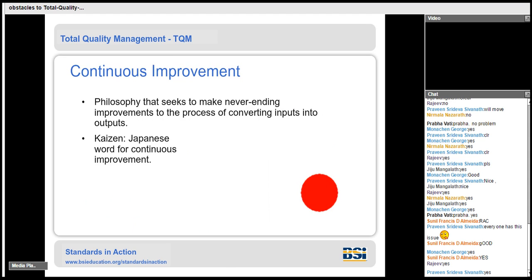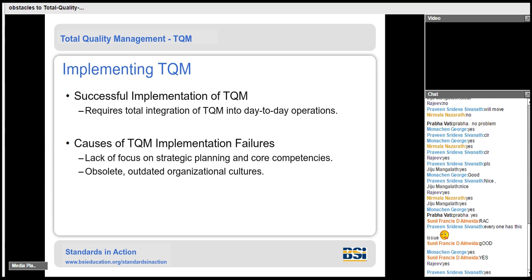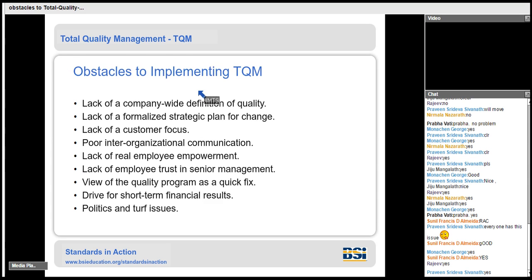So continuous improvement, you all know, there is never an end to learning something new, to developing something new, to improving something. That is the continuous improvement thing. Then let us see the obstacles to implementing total quality management. What are the obstacles? What are the hurdles?